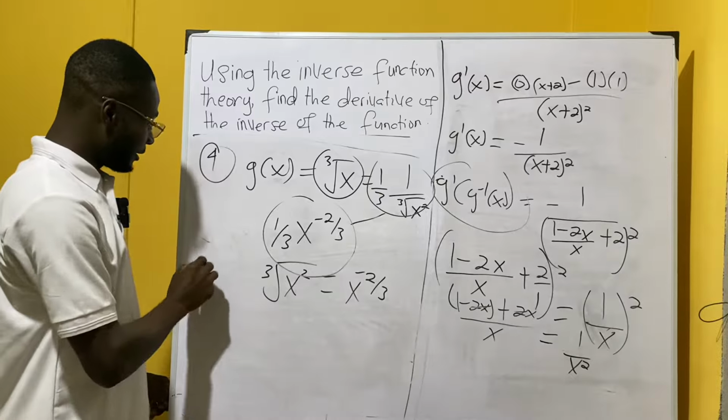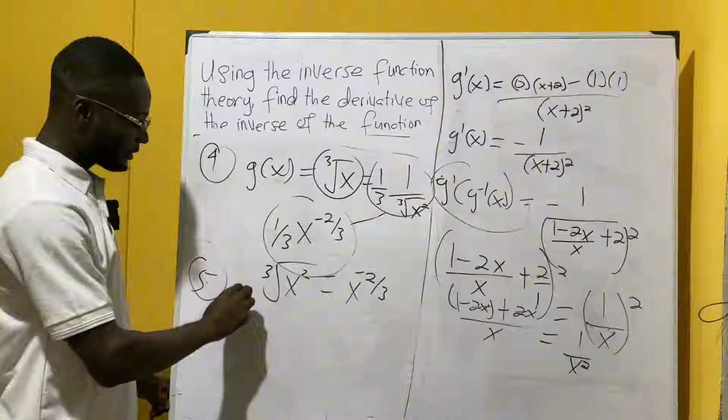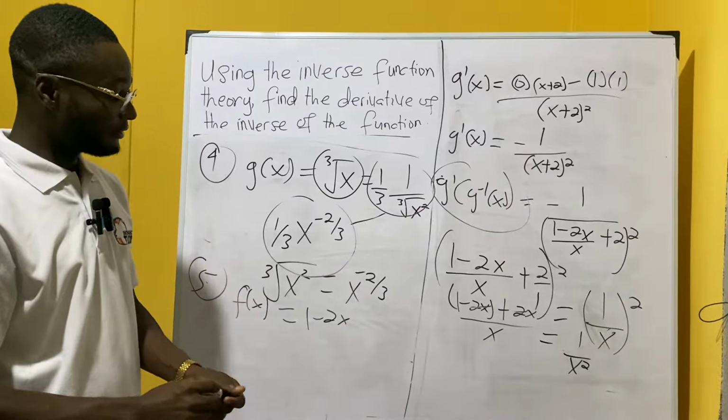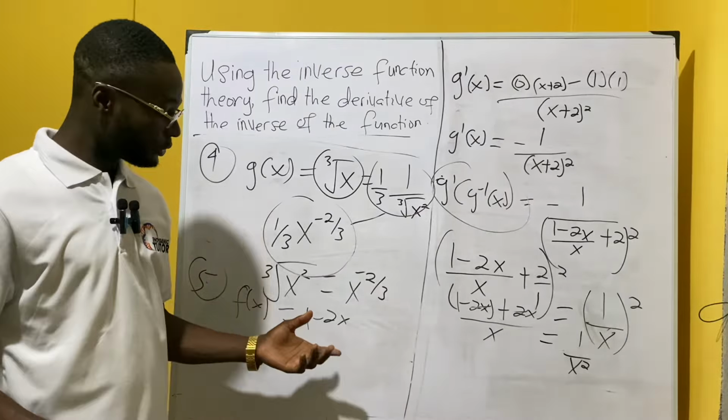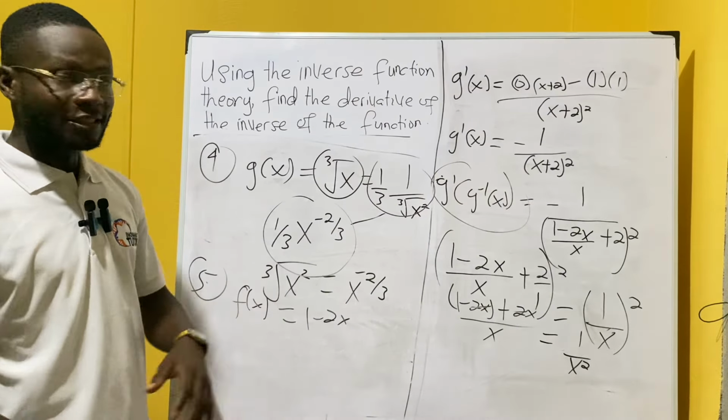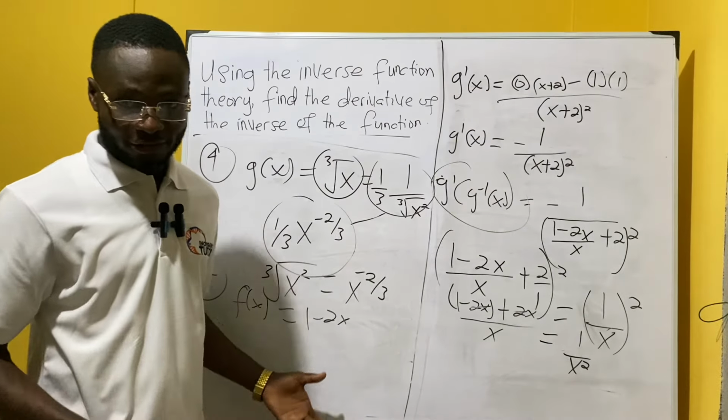And then this f of x equals 1 minus 2x. This is very easy for you to do. So this, I will not provide the answer. I know this is very easy for you.